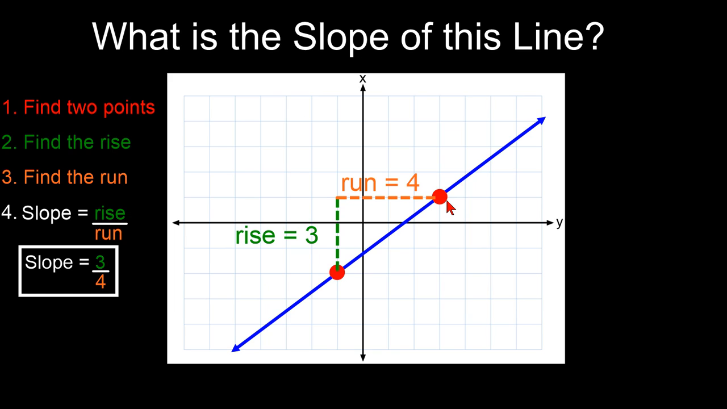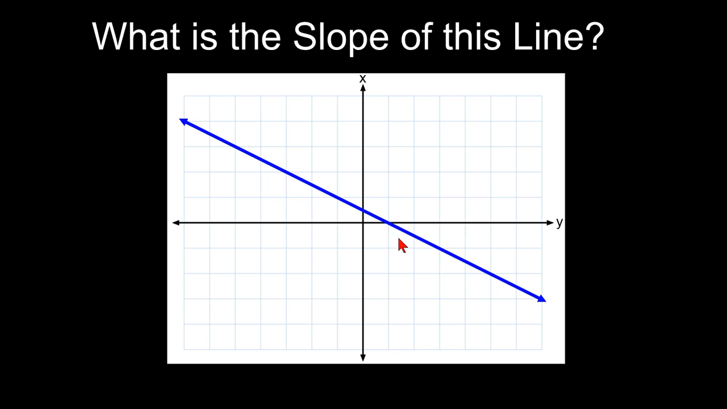Let's look at another example. Here we have a different line. I'm going to do the same steps. First, we want to find 2 points. So find any 2 points on the line. These 2 points will work. You don't have to use those 2 points, but that's what we'll choose here.